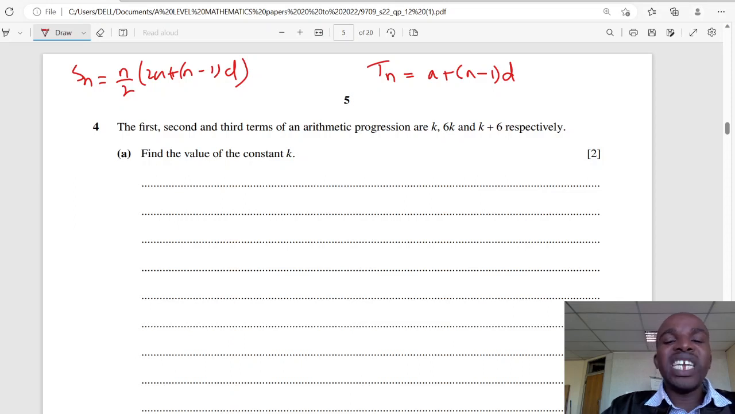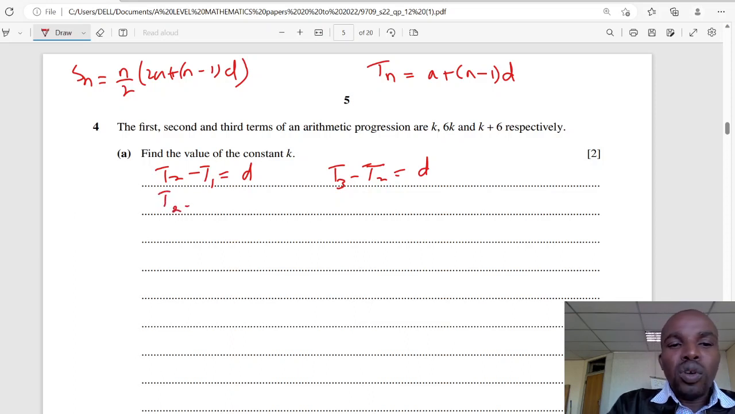So you have to formulate an equation that can link the items. So what is the equation? You can say T2, term 2 minus term 1 is equal to the common difference. You can also say term 3 minus term 2, you also get the common difference. So in other words, term 2 minus term 1 is the same as term 3 minus term 2. So term 2 minus term 1 is equal to term 3 minus term 2.